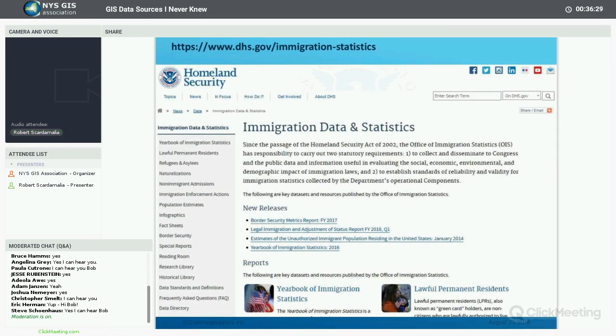And I use this data in my class pretty frequently in talking about what that process is and how, as a nation of immigrants, we need to better understand who, how, and why people want to come to this country. And the data's there. So I encourage you to take a look at that. Both the legal and illegal, which I'll talk a bit about in another few minutes.